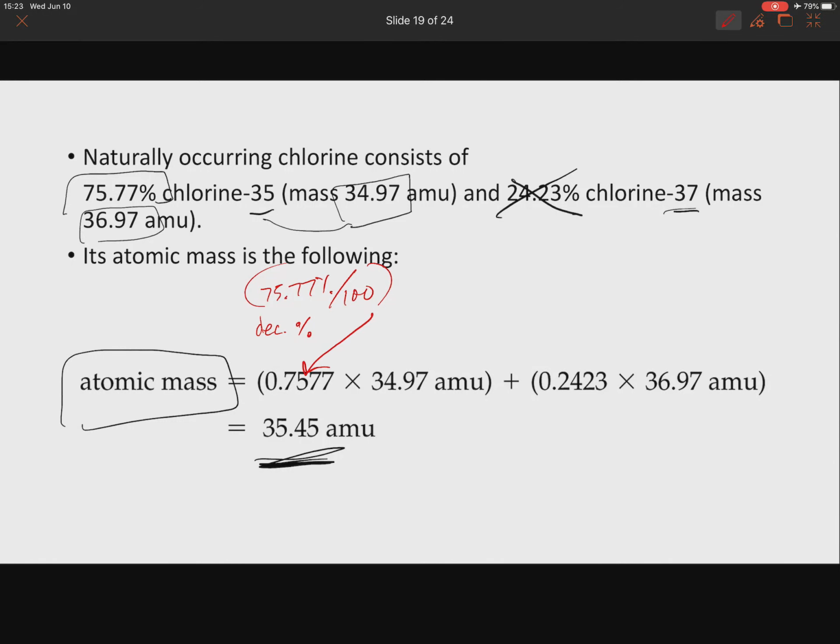So 0.7577. You take the decimal percent of one of the isotopes and you multiply that by the mass of that isotope. And then you keep that number. And then you add that to the next round of isotopes: the decimal percent times the mass. It's important here that you pair up the correct masses with the correct percentages. If there's 3 isotopes, like there was in neon, then you add a third round of decimal percent times the mass.